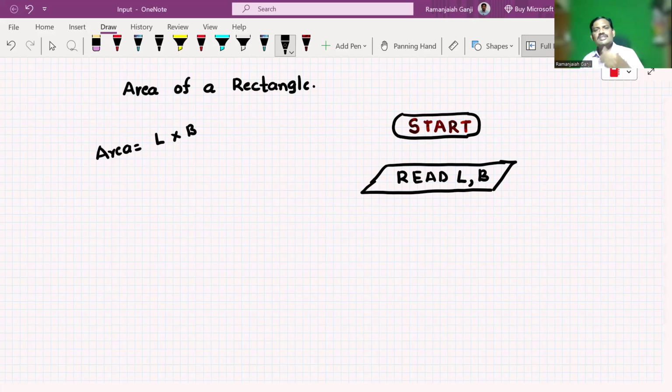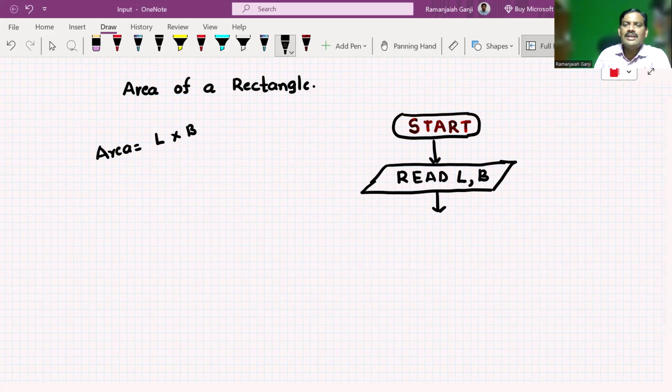These are variables. You can choose any name. Len, B or E may be accepted. L comma B may be accepted. Length and breadth may be accepted. But why I'm taking L comma B is that, in order to reduce the size of the symbol, I have taken read L comma B.